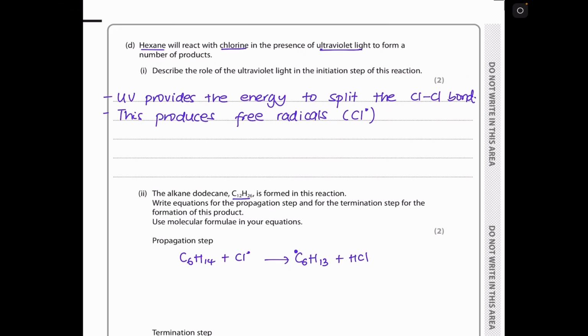In part D, hexane will react with chlorine in the presence of UV light to form a number of products. Describe the role of the ultraviolet in the initiation step of this reaction. Of course, UV is going to split the Cl-Cl bond evenly, and this produces free radicals, which are like that.